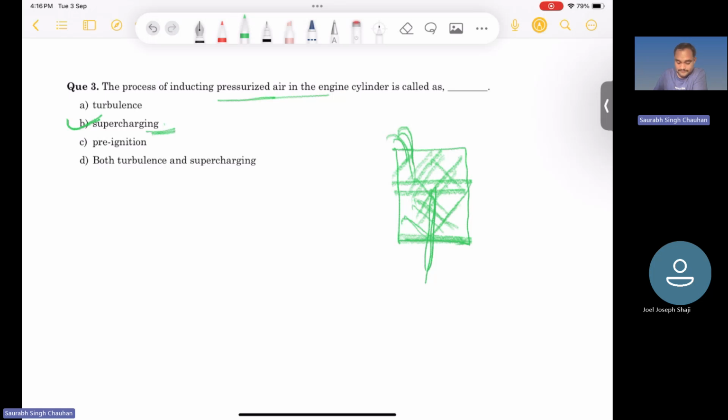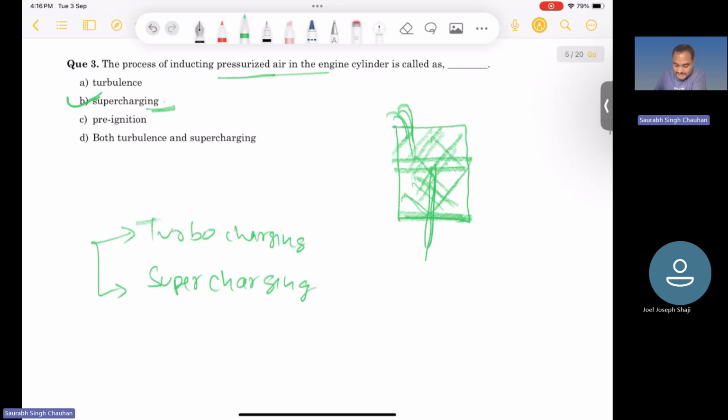Okay, so turbocharging or supercharging, these are the boosting techniques. Boosting means you are sending compressed air inside the cylinder, okay, which has more density. Okay, so what is the difference between turbocharging and supercharging?